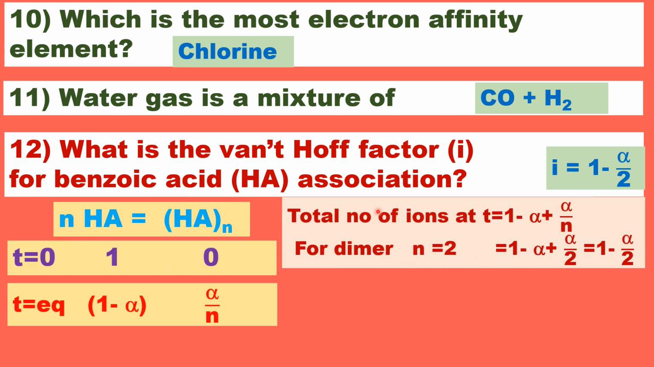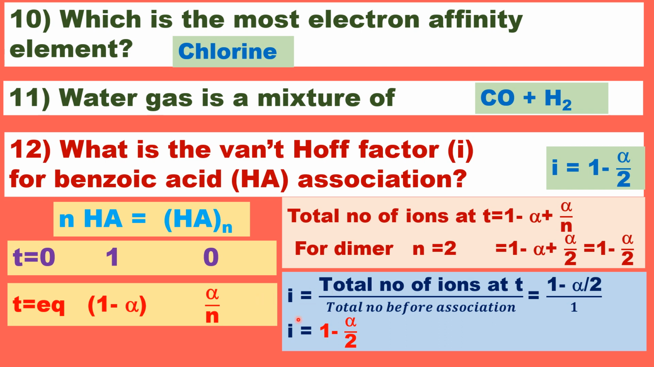See now, what is the total number of particles at equilibrium? So 1 minus alpha plus alpha by n. For a dimer, let us write for simplicity 1 minus alpha plus alpha by 2. So 1 minus alpha by 2. Okay.